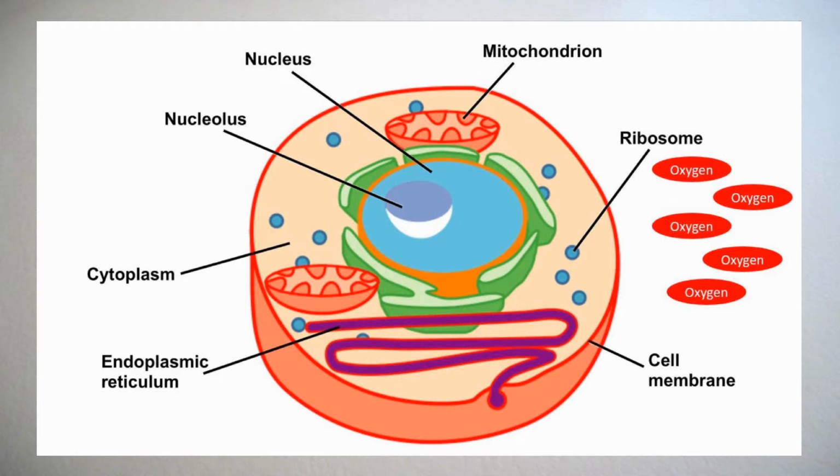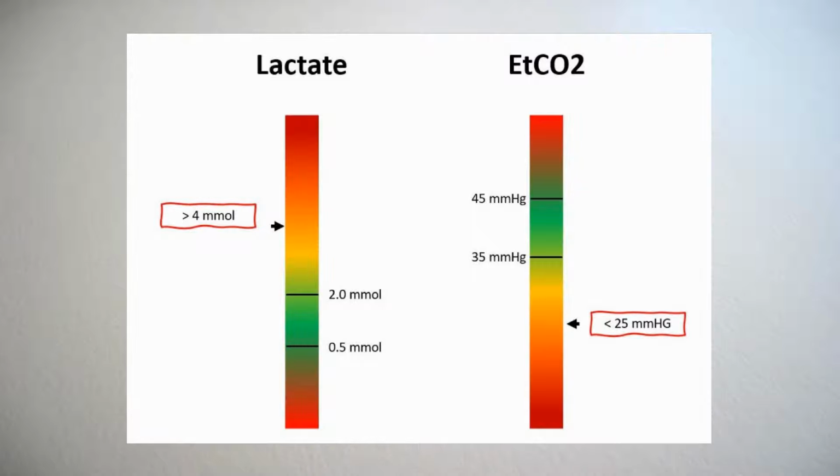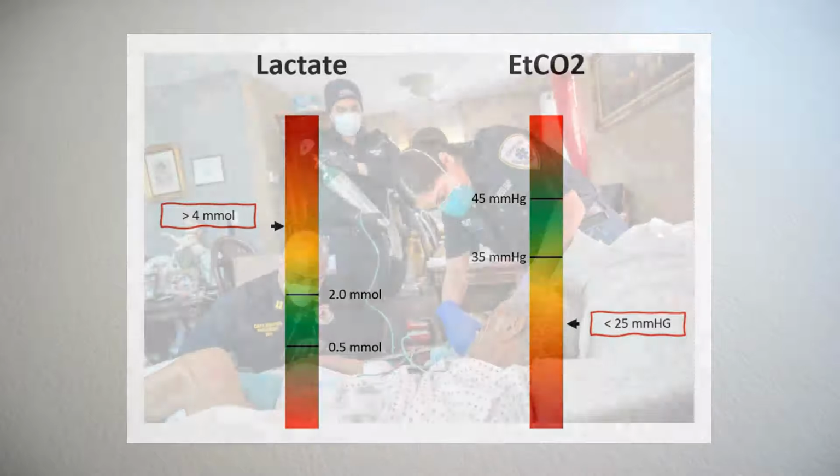A study published in the American Journal of Emergency Medicine in 2013 concluded that end-tidal CO2 levels less than 25 millimeters of mercury were strongly associated with serum lactate levels greater than 4 millimoles. This is a very useful tool that can accurately predict increased mortality in our acutely ill patients.